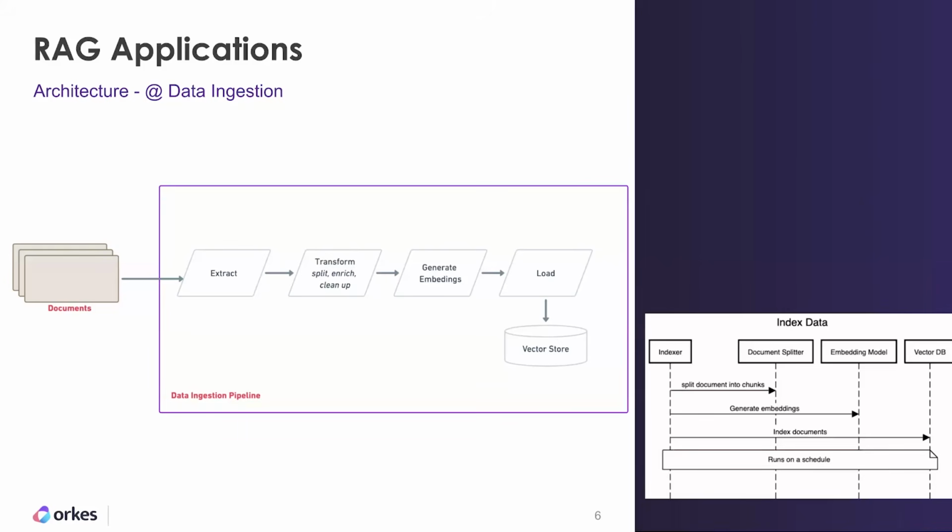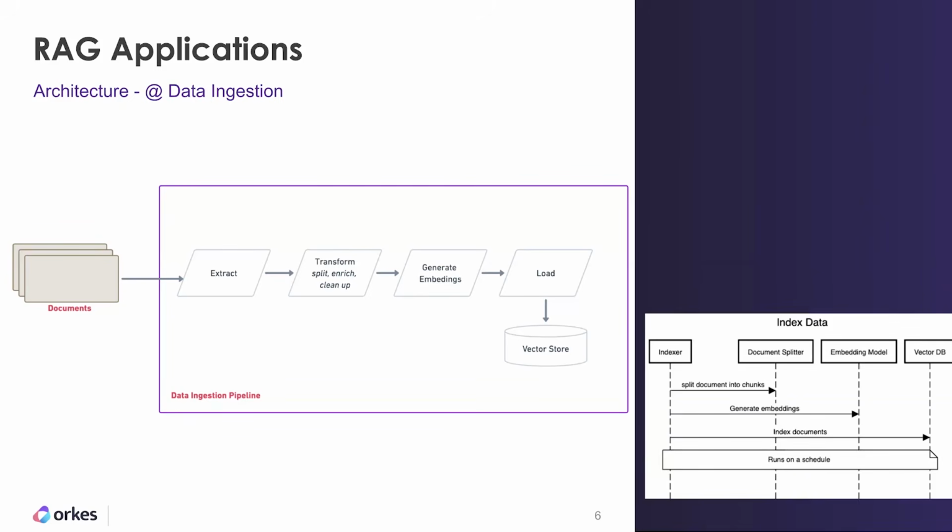A lot of times, you're enriching that with reference data or doing some sort of cleanup to remove the noise, unwanted information, and so forth. And eventually, those chunks are fed into an embedding model that generates the embeddings. These embeddings then end up in a vector store, and that essentially starts building your knowledge base.